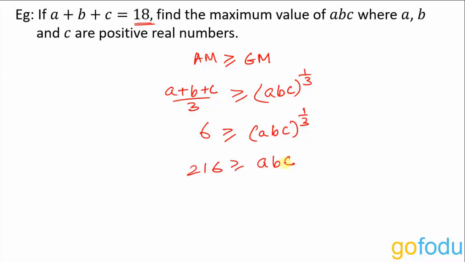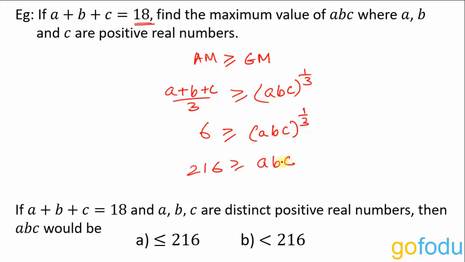Now let me rephrase this question. The sum is still 18 and A, B, C are distinct positive real numbers. Then ABC would be? In the previous question I had ABC less than or equal to 216 when A, B, C were positive real numbers. The word distinct is not used there. A, B, C can be equal as well.